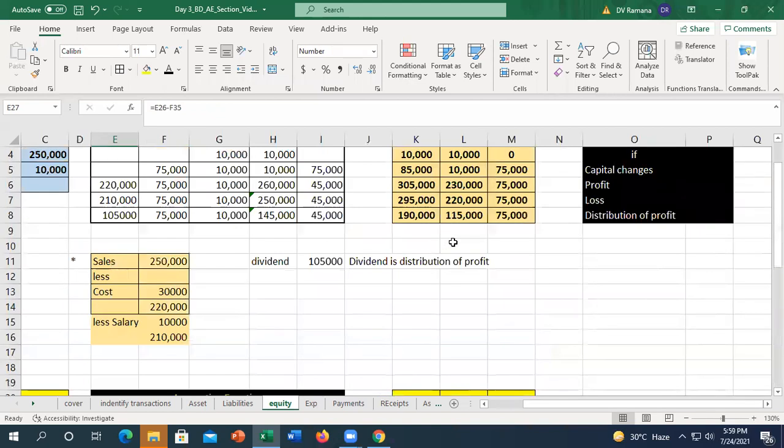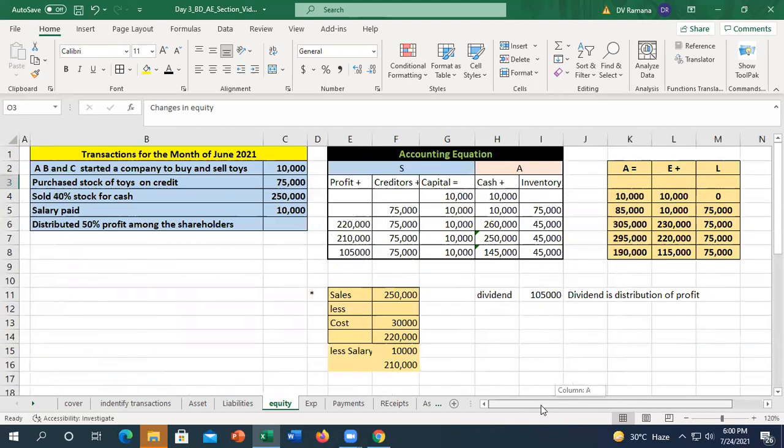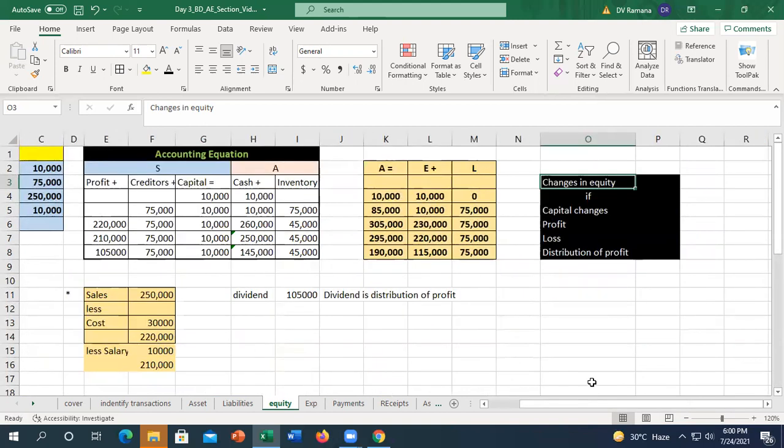So to summarize, the accounting equation can be used to explain assets, liabilities, incomes, expenses, equity also. Any item can be explained through the accounting equation. Every transaction will have an effect on the accounting equation. And in this session, our focus was on equity. So equity can change if capital changes, or equity will change if there is a profit, or if there is a loss, or if there is a distribution of profit.